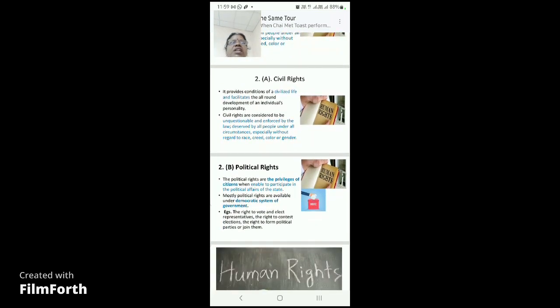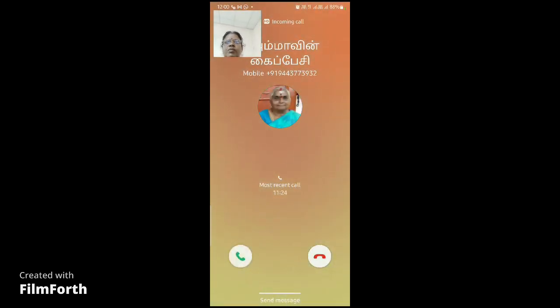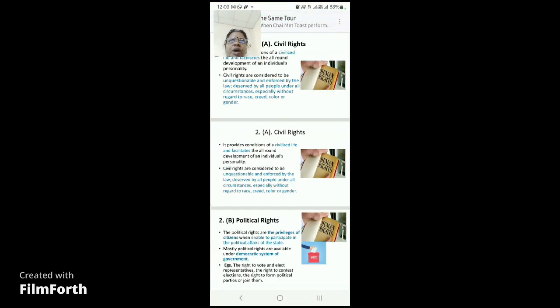Political rights are the privileges of the citizens. We are voting, but only after the age of 18. At the age of 18, I can cast my vote. It is my privilege as a citizen of India to vote. This is called political rights, enabling participation in the political affairs of the state. If I need to change my political party from one party to another, I can change it. If I need to join other parties, I can join. If I need to select a new political party, I can do it. An individual can vote irrespective of creed and color. Political rights include the right to contest elections and the right to form political parties or join other parties.